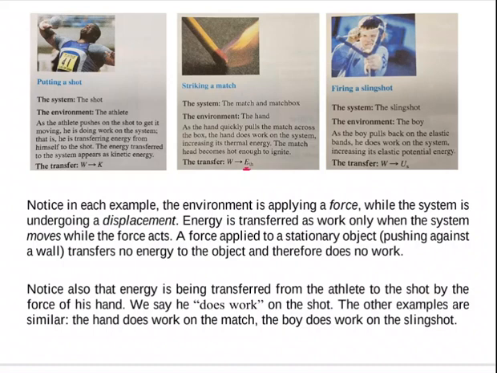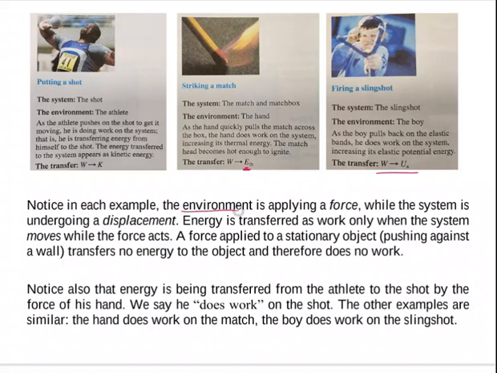The boy pulls back on the elastic band. He does work on the system, increasing the elastic potential energy. So notice what the environment is. It's the thing doing the work. Okay? So the transfer then, in this case, the work is transferring over to the potential energy stored as a spring. So in each example, the environment is applying a force.